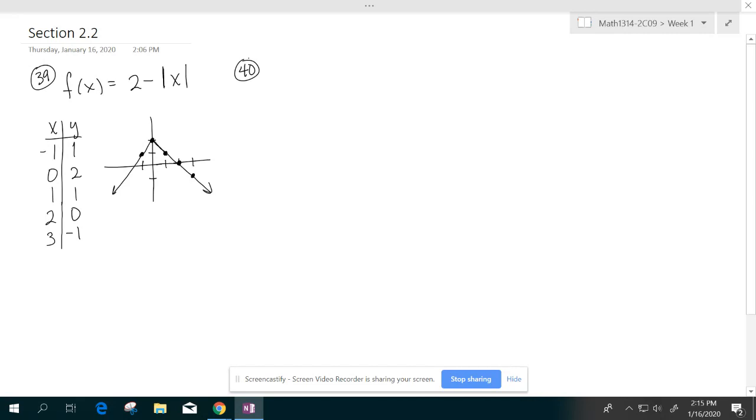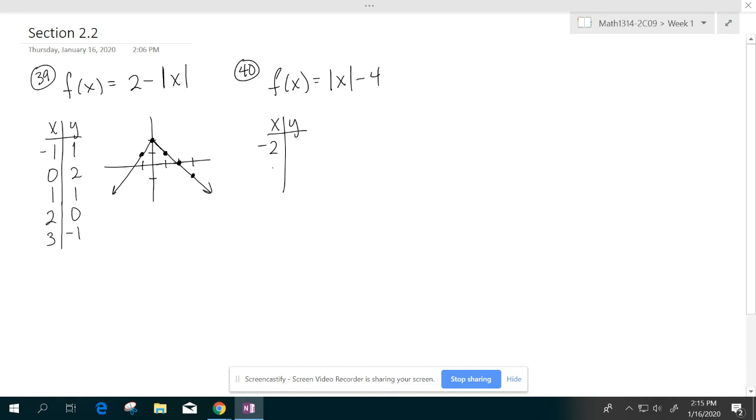Number 40. All right, same song, second verse. We're going to graph another absolute value. Oh, but you can start with -2 this time. I could. You want to start with -2 this time? Hey, let me tell you, the X's, you can pick whatever you want. Okay, y'all understand? You have freedom to choose.